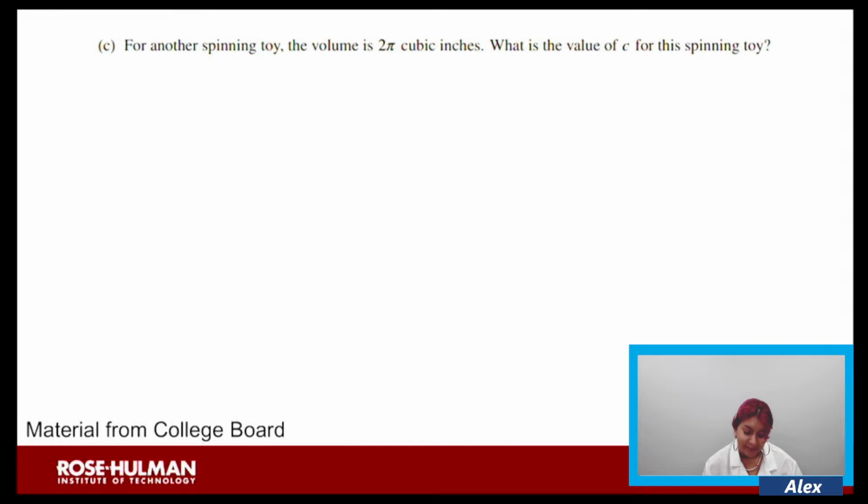Part C of this one is for another spinning toy, the volume is 2 pi cubic inches. What is the value of c for the spinning toy? So instead of the radius, you get the volume this time. For this one, you actually have to find the volume of the whole spinning toy if this area was revolved around the x-axis.